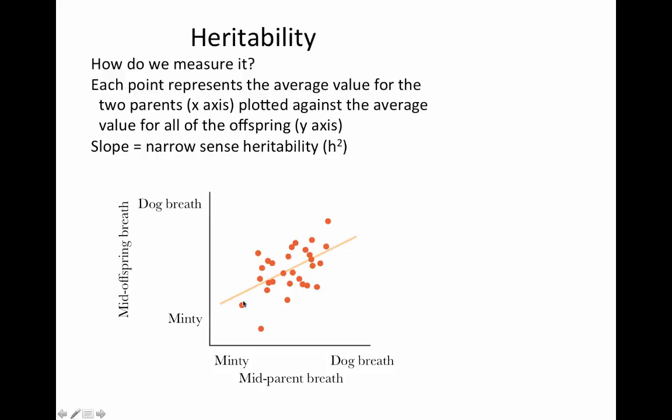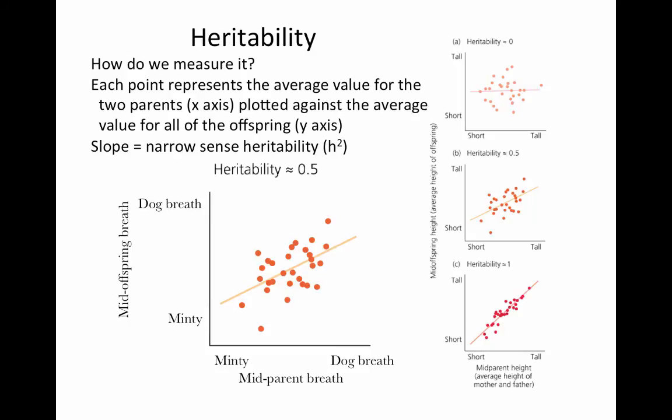To get a measure of the narrow sense heritability, we basically just do a linear regression, get a best fit line through this cloud of points, and the slope of that line is equal to the narrow sense heritability. So narrow sense heritability, h squared, can vary between 0 and 1 and take any value in between. So this tells us something about the relative effects of genes and environment on producing phenotypic variability. So in this case, if we take that slope, it's approximately 0.5.